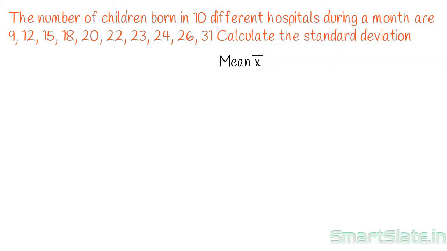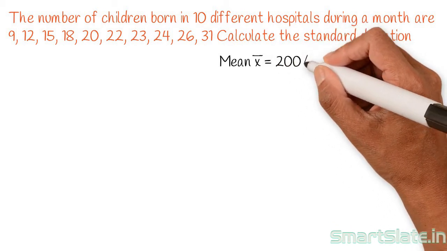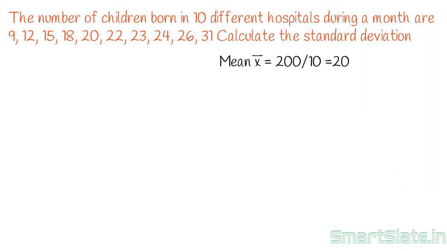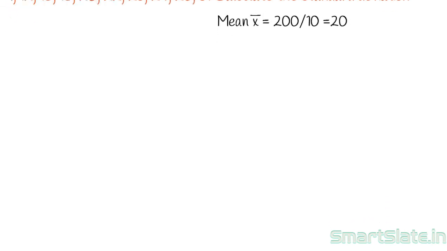Add all the scores. Addition of 9, 12, 15, 18, 20, 22, 23, 24, 26, 31 is 200. 200 by 10 is 20. So, 20 is the mean of this data. In order to find the deviation from the mean, subtract this mean from the score. Let me prepare the table.